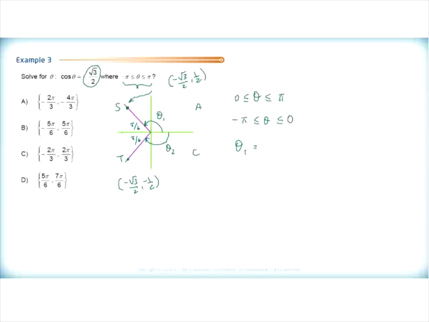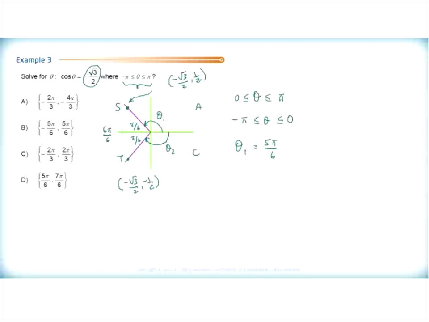So theta 1, between 0 and pi. Again, pi over 6 is my reference angle, so we want to think in terms of pi over 6. So this is 6 pi over 6. I'm 1 pi over 6 less than 6 pi over 6, which of course is 5 pi over 6.